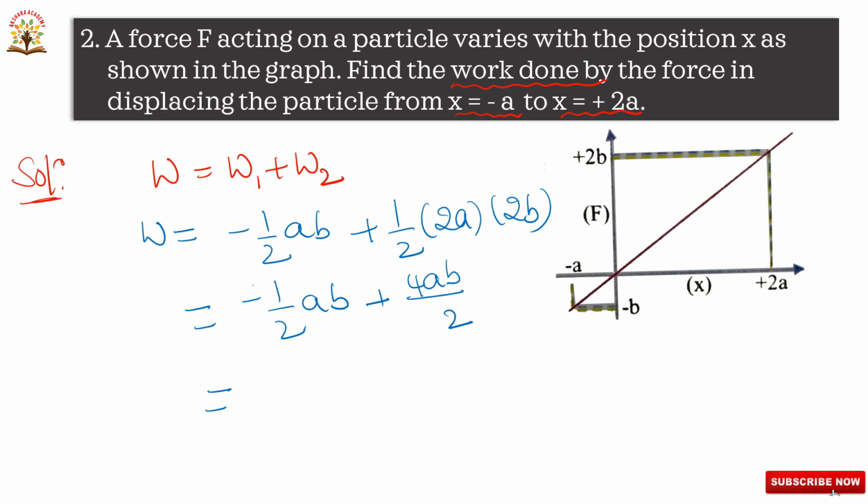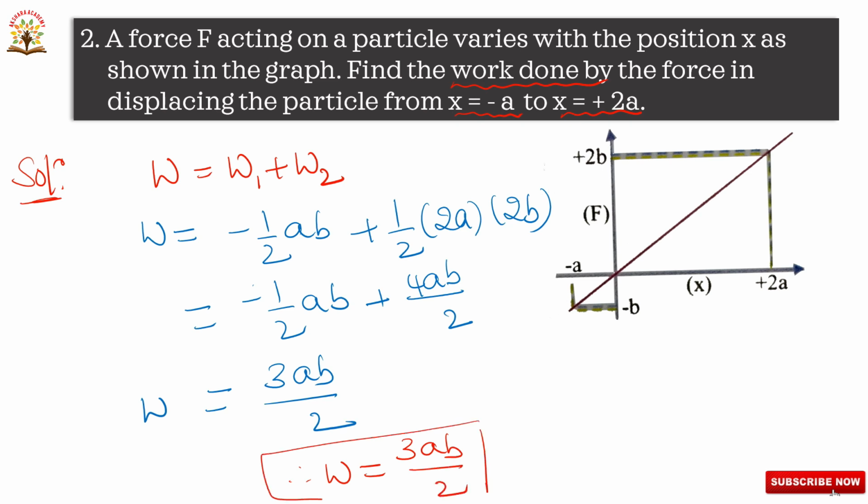It gives 3ab by 2. So work done by the force in displacing the particle from x equals minus a to x equals plus 2a, that is work done W equals 3ab by 2. This is the final answer, 3ab by 2.